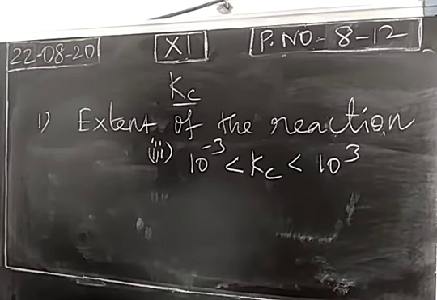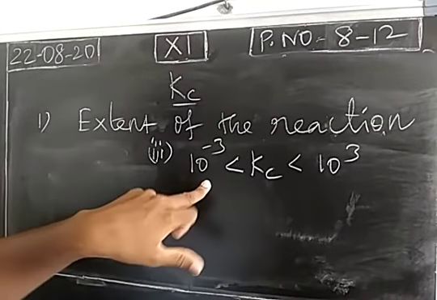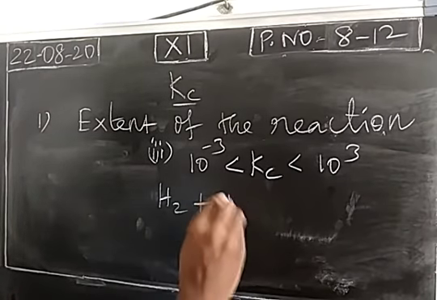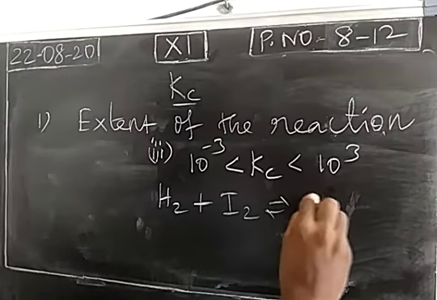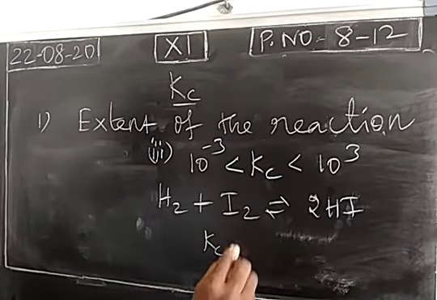In the previous cases, we can find that one component will be in larger quantity, either reactant or product. Based on that, we can predict the extent. So if the value is in between 10 power minus 3 and 10 power 3, a significant amount of reactant and product will be there. The direction or the extent cannot be predicted. For this, we can take the example of hydrogen iodide formation. For the formation of hydrogen iodide, the Kc value is 57.